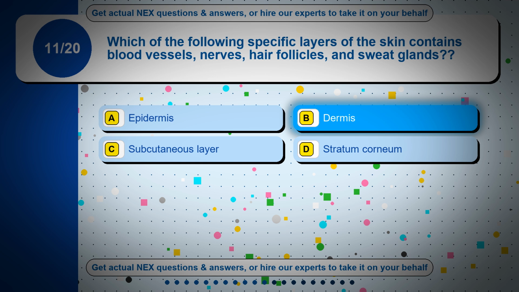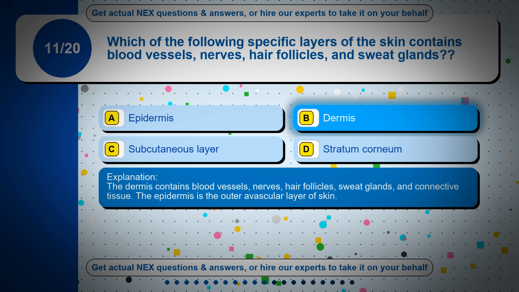The correct answer is option B. Dermis. The dermis contains blood vessels, nerves, hair follicles, sweat glands, and connective tissue. The epidermis is the outer avascular layer of skin.